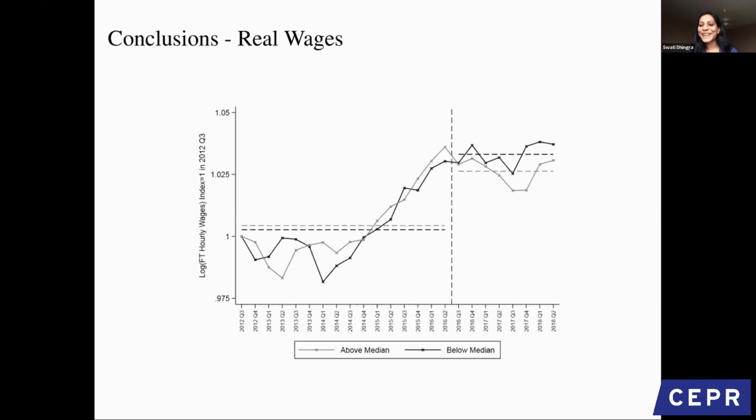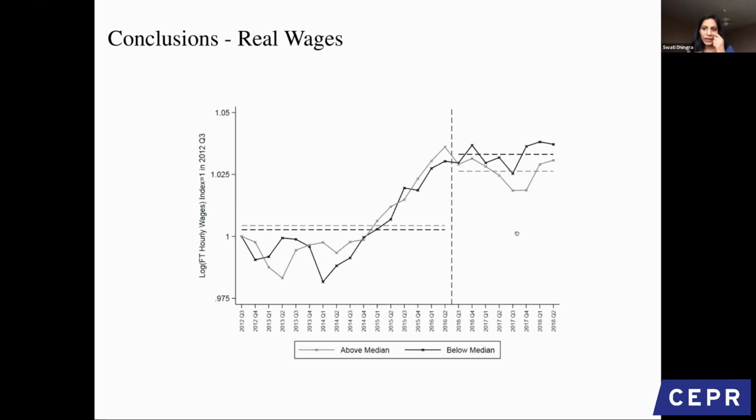So the idea here is that if we look at the pre-referendum period, and I'm separating the different industries in the UK to those who are above median exposure, the light line, and those who are below median, so who weren't very exposed to this depreciation shock, we see that they're fairly similar in terms of real wages before. But by the time you get to the post-referendum period, this gap really widens out.